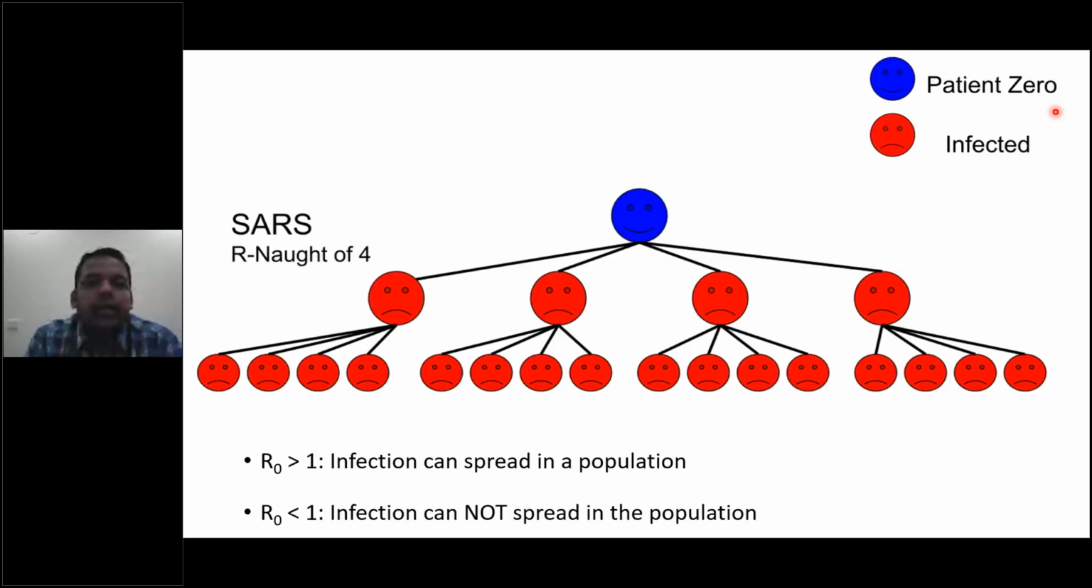So if we consider the R0 as 4, in this cartoon we understand that if one patient is infected, this individual further infects 4 more individuals, each of whom further infect 4 more. So if the R0 is more than 1, the infection can spread in a population, and if the R0 is less than 1, it is considered that the infection cannot spread in the population.